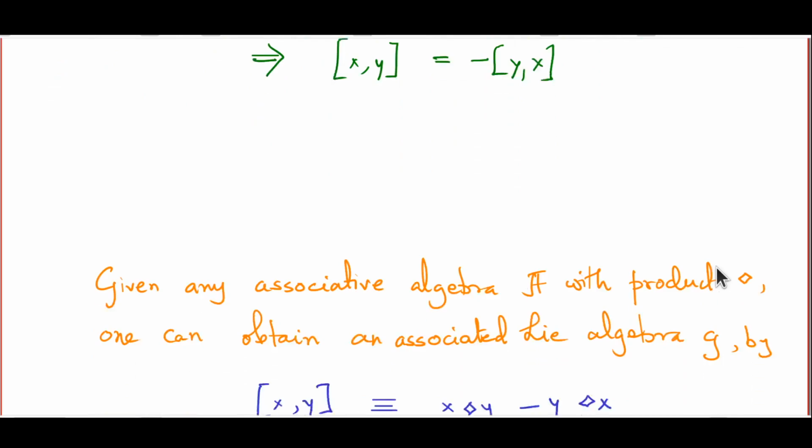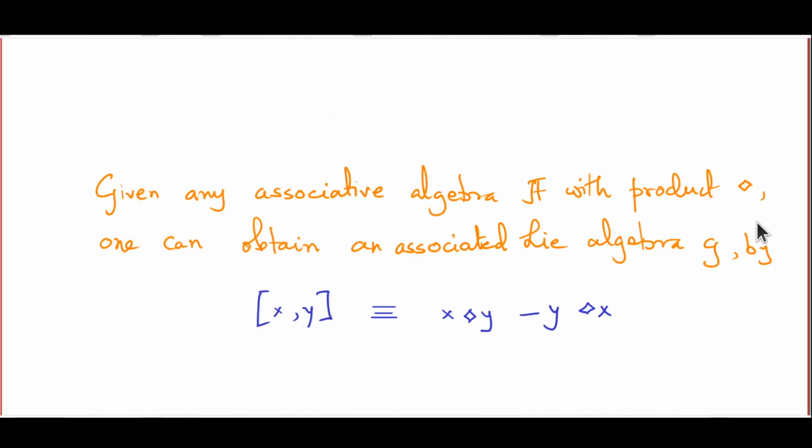You can take a look at any associative algebra A which has a product, say let's call this diamond again, and one can obtain from such an associative algebra A a corresponding Lie algebra G by demanding that G has the same underlying set as A does, that is the same underlying vector space, same field of scalars. But in addition, the Lie bracket operation is defined to be the Lie bracket of x comma y is x diamond y minus y diamond x. Of course, in the case of our matrix algebras, GL(n, F) or SL(n, F), this is nothing but the matrix commutator.